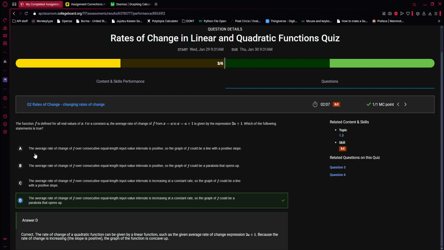Upon reading our answer choices: the average rate of change of f over consecutive equal length input values is increasing at a constant rate, or the average rate of change of f over consecutive equal length input values is positive. Now, read and reread. Remember, the average rate of change is what we're looking at, not the function. I don't care about the function. We know nothing about the function. The average rate of change over consecutive equal length input value intervals is positive, right?